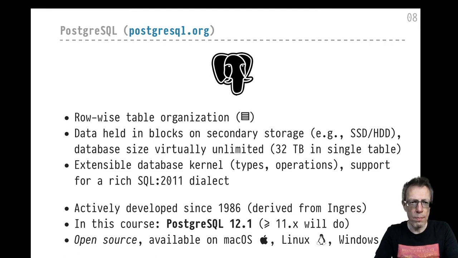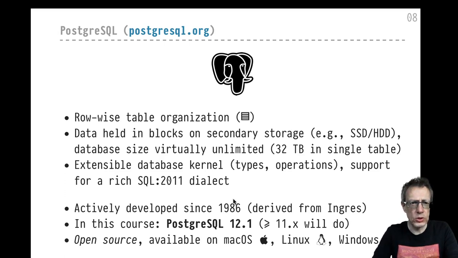it's a typical row-based database system, which makes it an ideal candidate for the inspection of the internals of a typical row-wise table-organized database system. It has been around forever, actively developed since 1986, derived from its predecessor Ingres, and has evolved since. Of course, we will be using a very recent version in this course, 12.1.